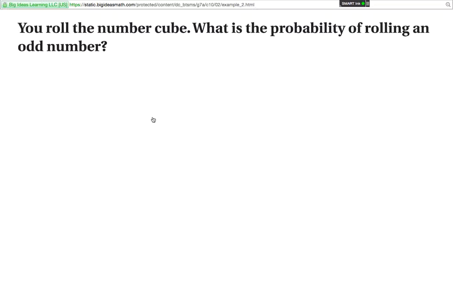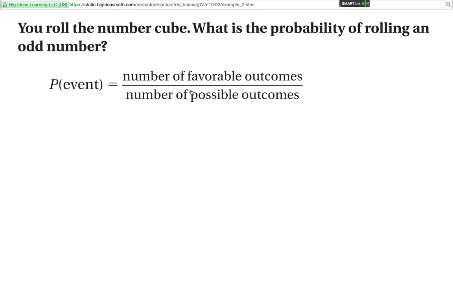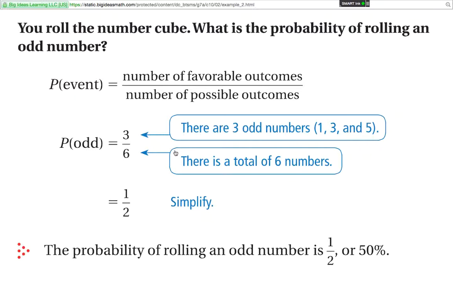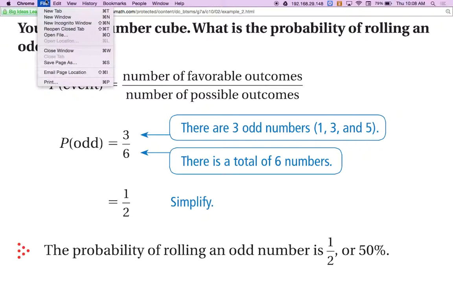How would you describe the probability there? Is it likely, unlikely? Equally likely. Perfect, very good. Notice the same thing we just talked about: number of favorable outcomes over possible, 3/6, which is 1/2, also 50%, or 0.5, however we want to express it. So far, we feel pretty good.